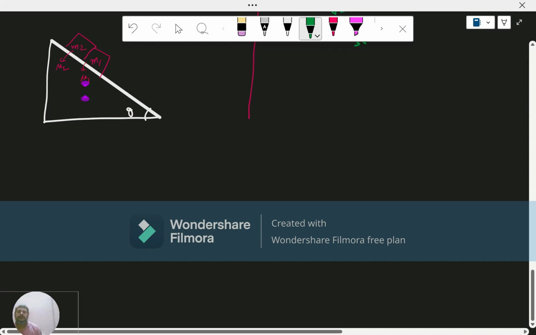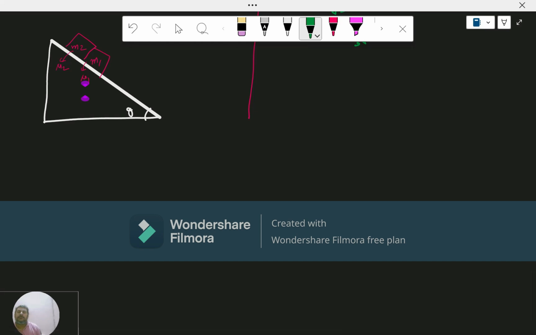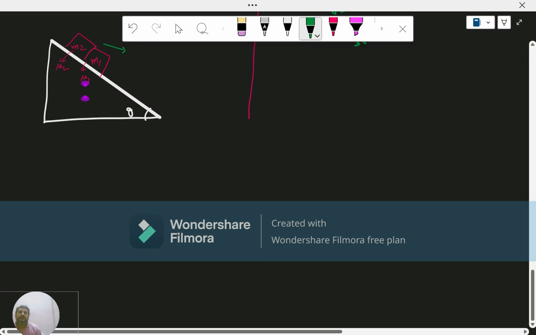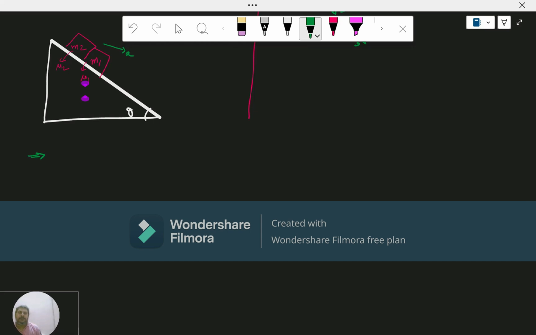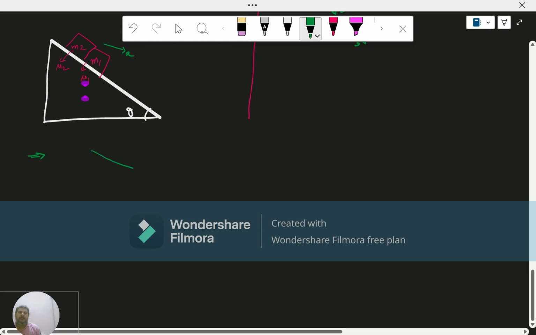Let's consider they are moving with a common acceleration. That means friction is in the upward direction, and they have individual accelerations also. Write the free body diagram of 1 and 2 separately. Since they move with common acceleration, both have the same acceleration, and N will be there, right?